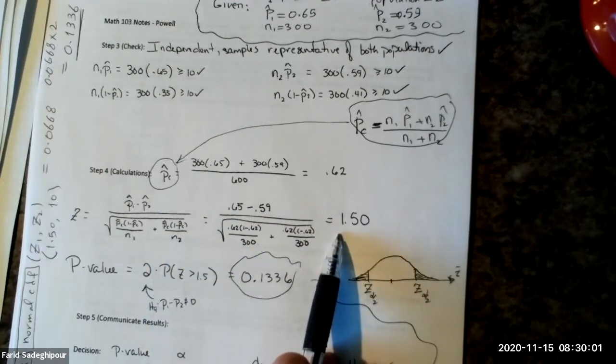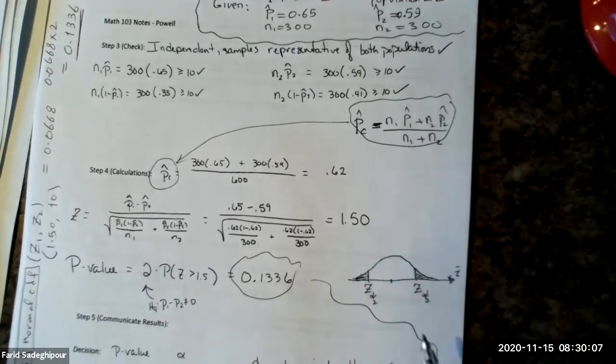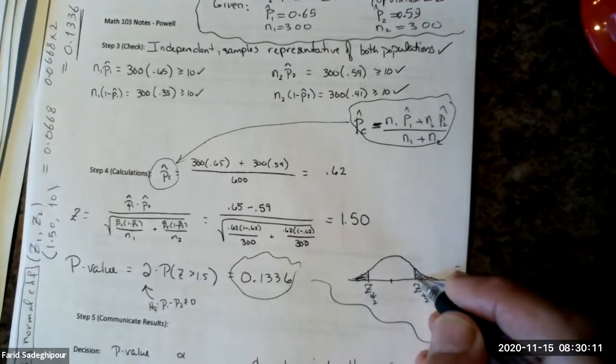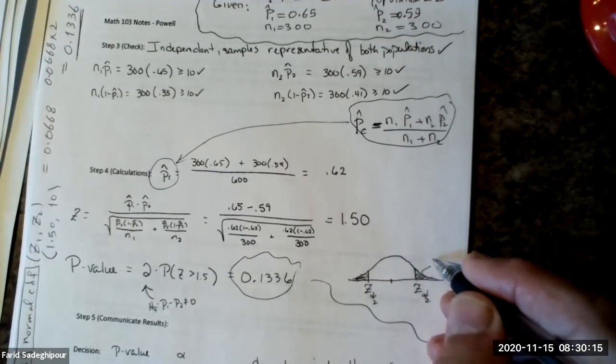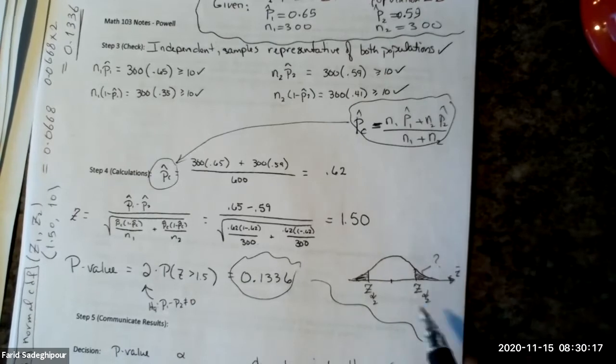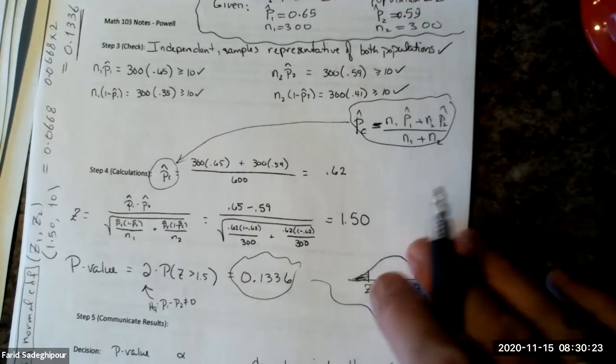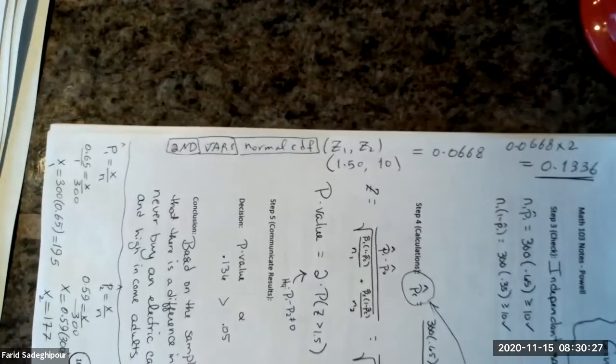That gives you the Z value, okay? Now, when you find the Z value, that means in case of two tails, you want to find the area here, correct? And this Z is 1.50 or minus 1.50. To find the area, I show you how to use the calculator to find the area.